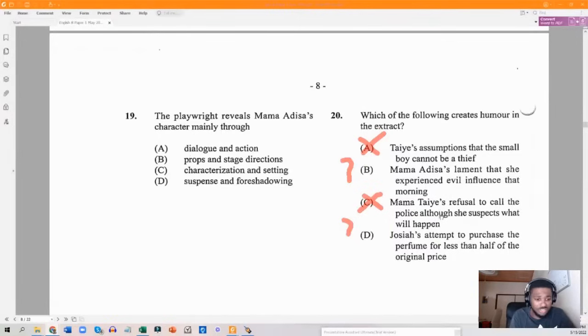Refusal to call the police, I wouldn't say that's trying to give us humor. So we're left with either B or D. So Mama Adisa's lament that she experienced evil influence that morning, or Josiah's attempt to purchase the perfume for less than half of the original price. So both present some amount of humor. So it's just about which one did the playwright intend to be more humorous. What is the writer's intent?